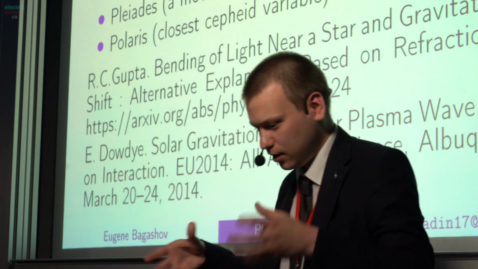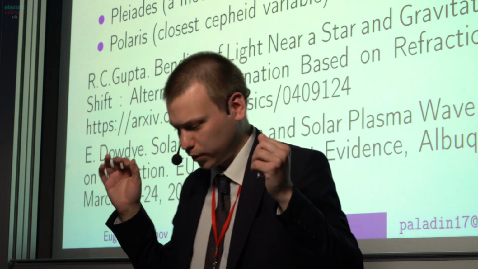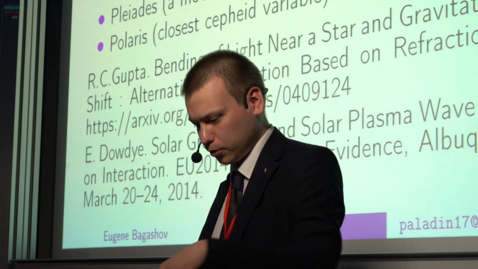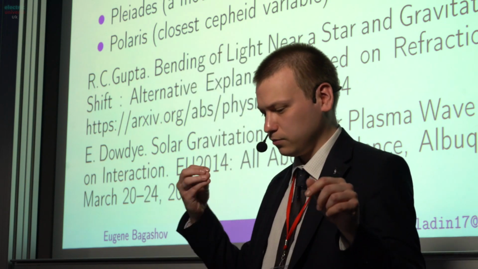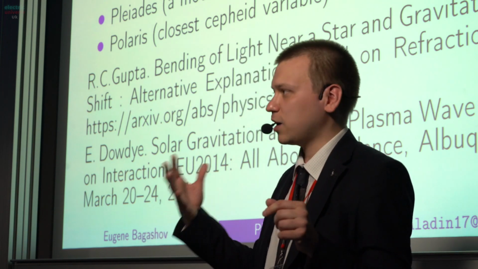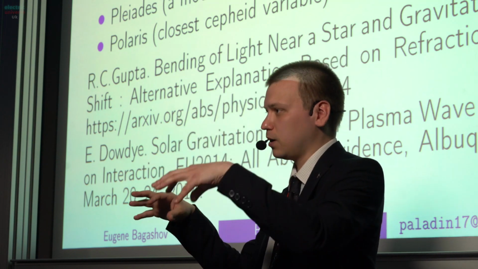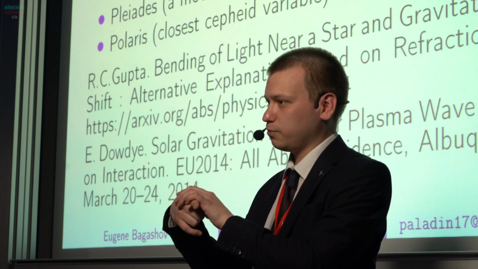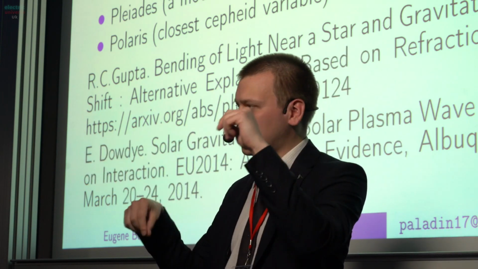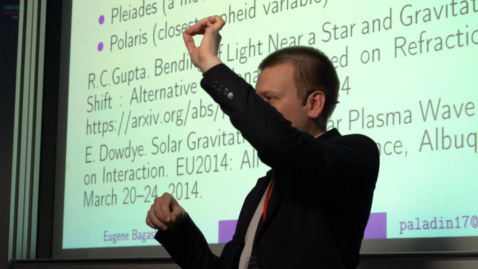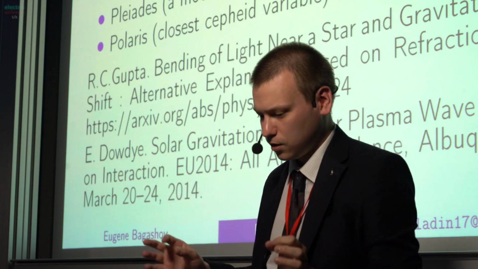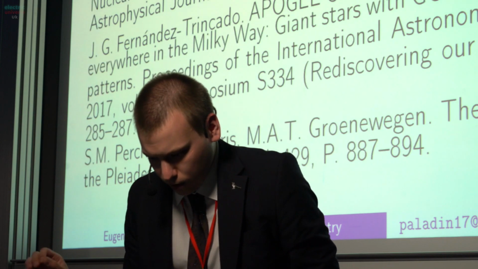But in our framework of plasma currents, we might say that there are works, like the paper quoted here by Dr. Gupta, and the works of Dr. Dowdy, that claim that the refraction of light in plasma might bend the direction of propagation of light. So if we assume that there is some plasma structure between us and whatever object we're observing, it might skew the parallax readings quite a lot. So this is the idea, all right?